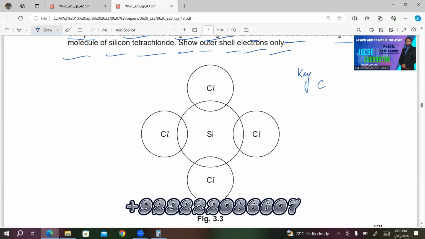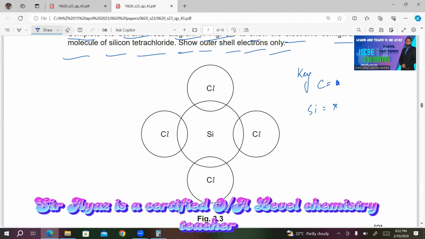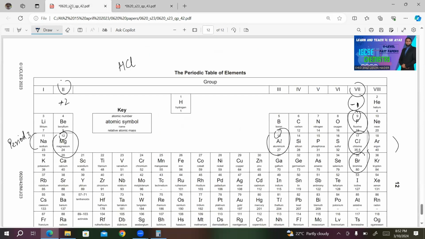For carbon, I'm using dot. For silicon, I'm using cross. Sorry, we have chlorine, not carbon. So it must be chlorine, dot. Silicon. Let's look at their position in the periodic table. Silicon belongs to group 4. So it must have 4 valence electrons.